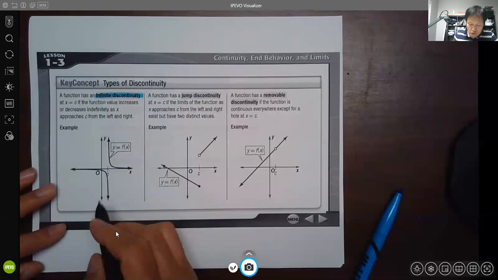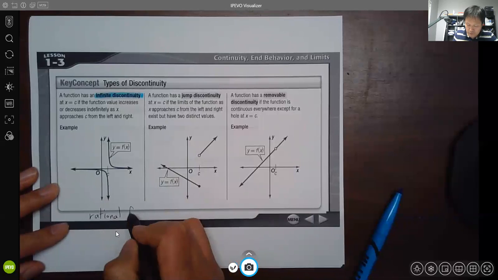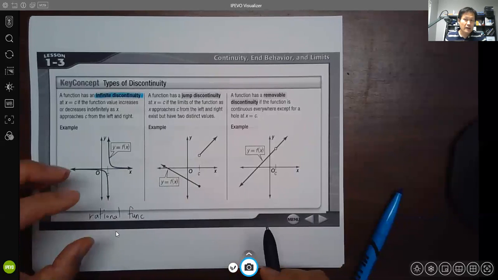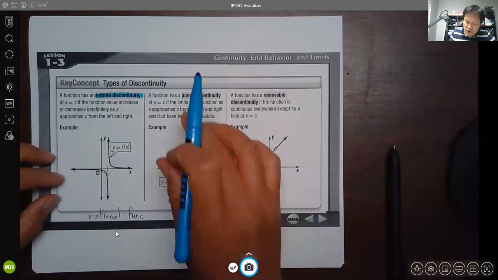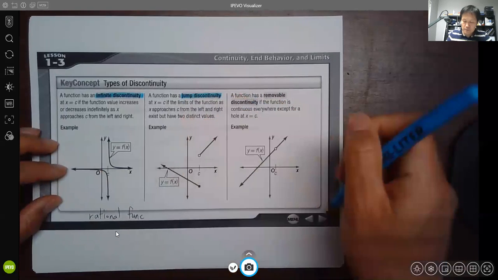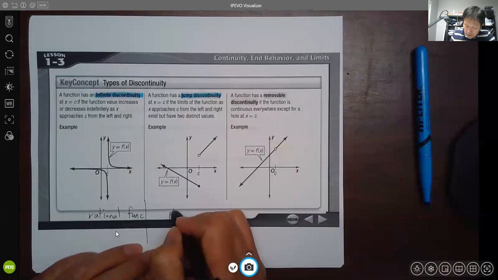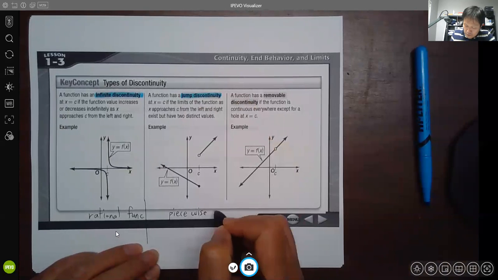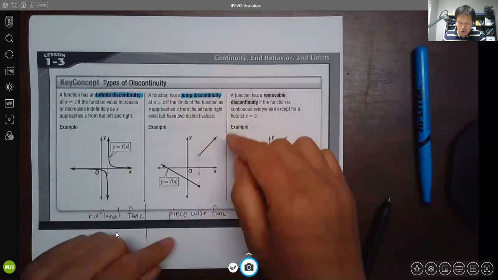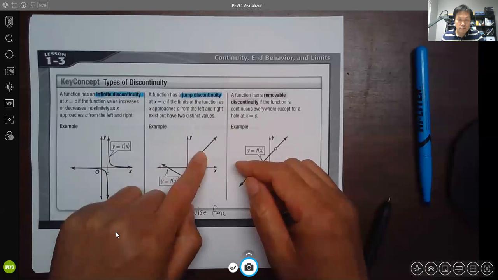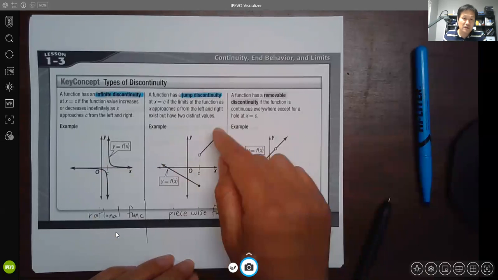Okay, this discontinuity happens in rational functions, so x in the denominator, that's when this could happen. Jump discontinuity usually happens in piecewise functions. Usually it happens in a piecewise function. Jump discontinuity, you have to jump. So you know at x equal to c, this graph is discontinuous.